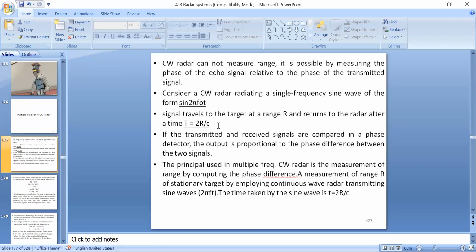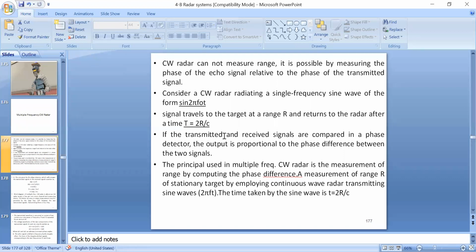See here, by using a continuous wave radar, the signal sin 2 pi f naught t is generated. Now, the signal takes a time T to travel from the radar system to the moving target, and from the moving target back to the radar system. The time T is given as T equals 2R by c. We already know that range R equals cT by 2. From this we can derive T equals 2R by c.